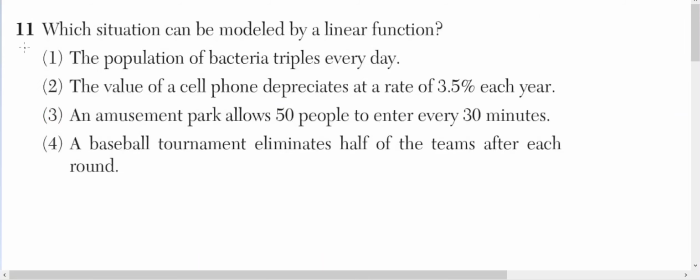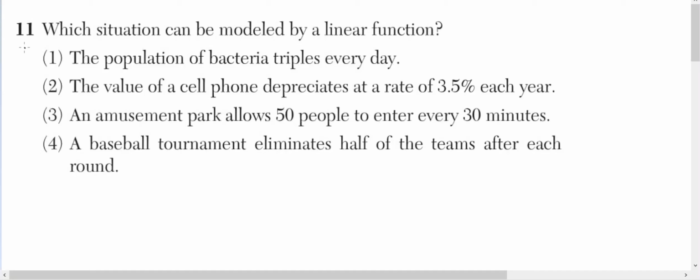Okay, so for question number 11, which situation can be modeled by a linear function? And we've got population of bacteria tripling every day. The value of a cell phone depreciates at a rate of 3.5% each year. An amusement park allows 50 people to enter every 30 minutes. And a baseball tournament eliminates half of the teams after each round. So, because only one of these is a linear function, that means all the rest are not linear functions.